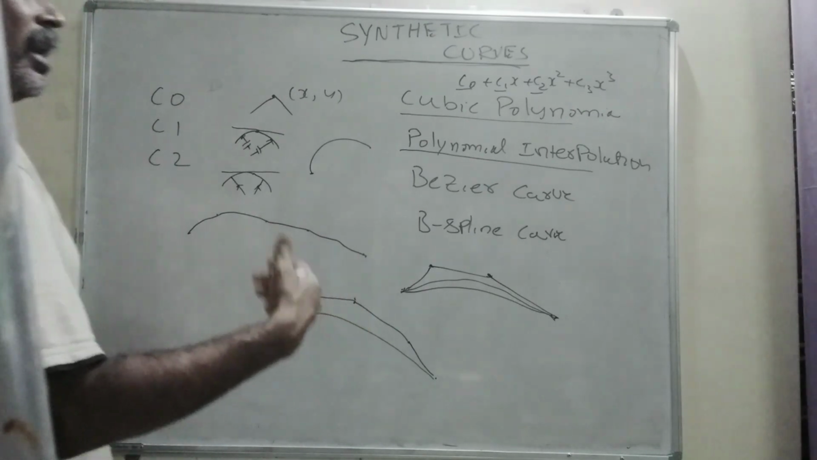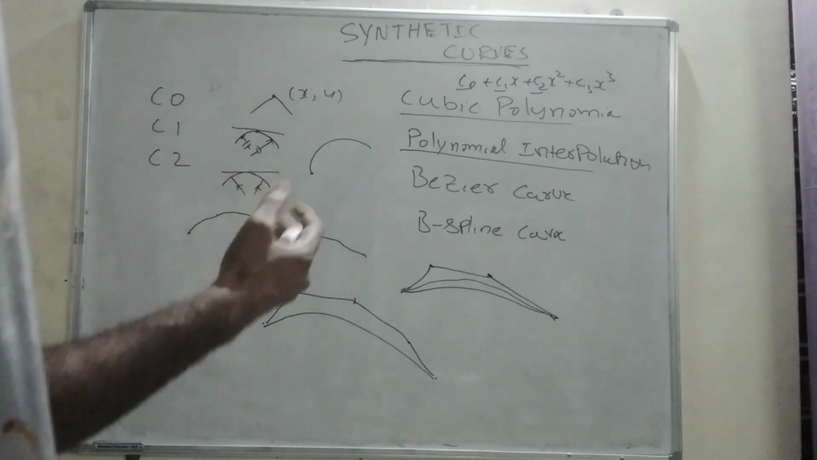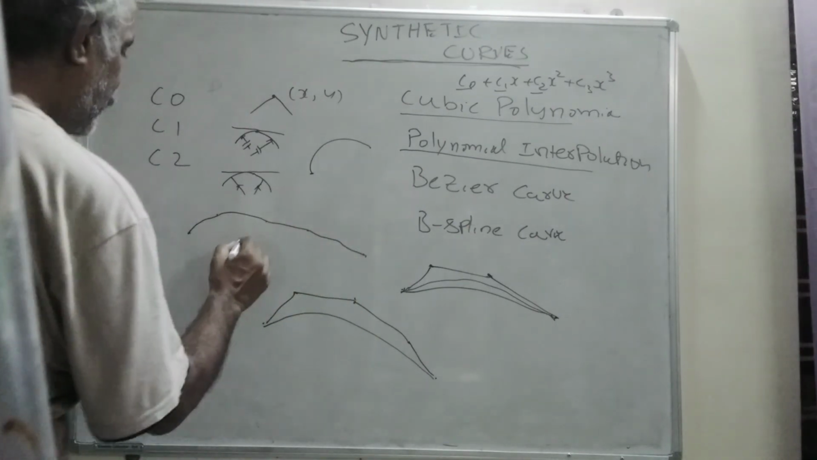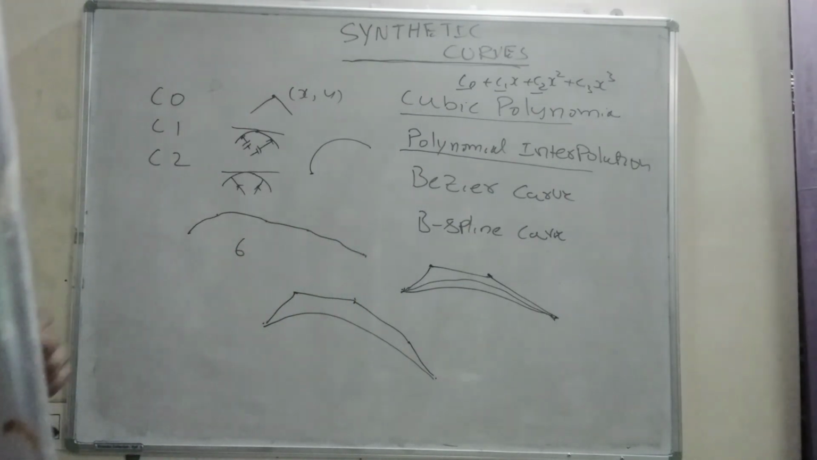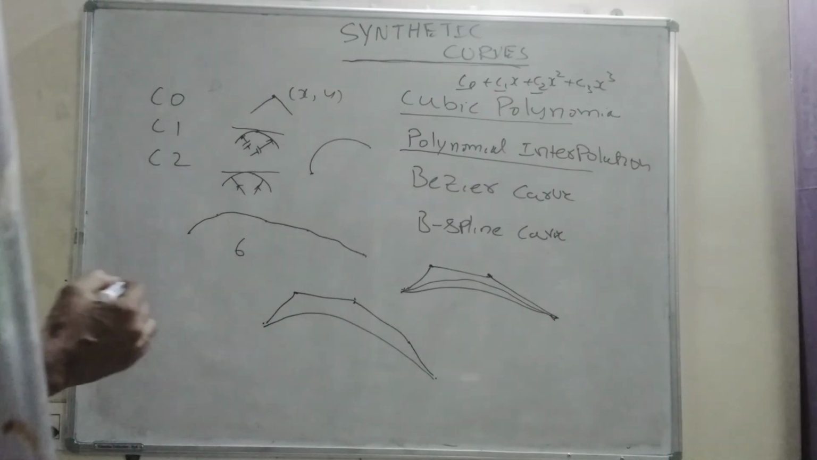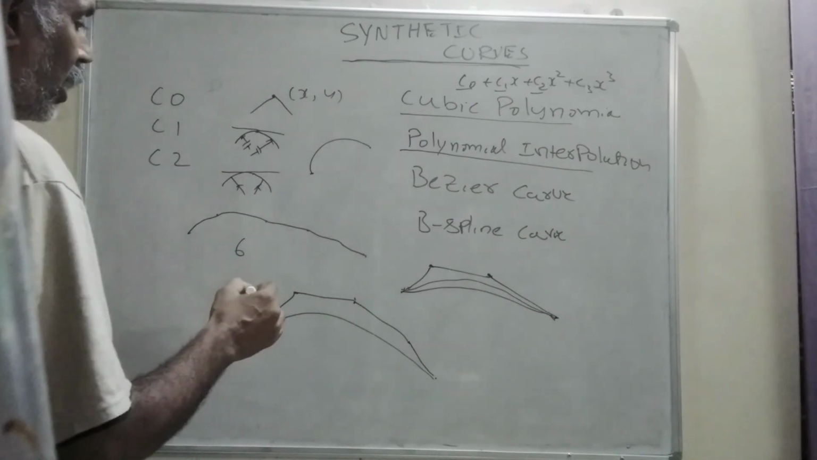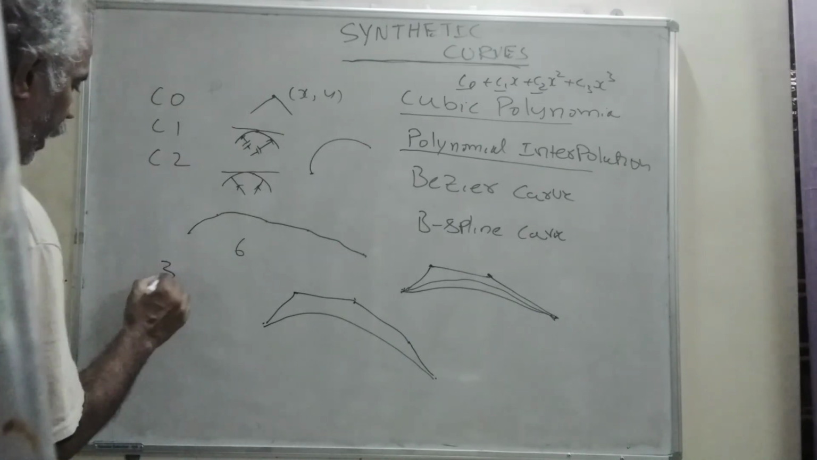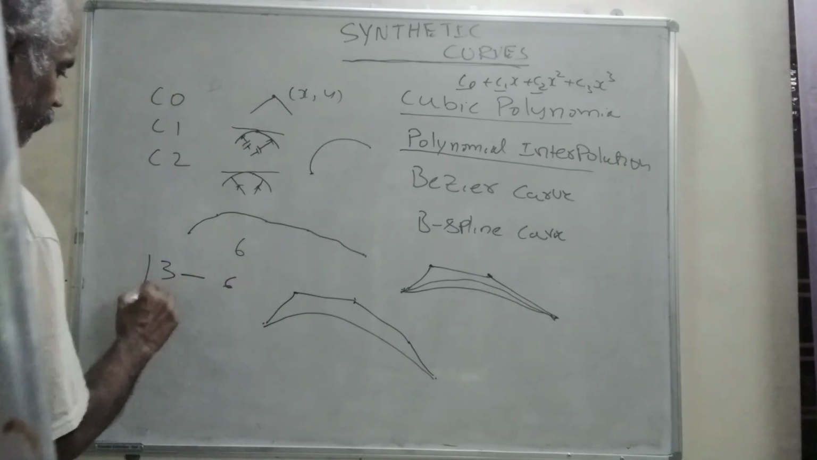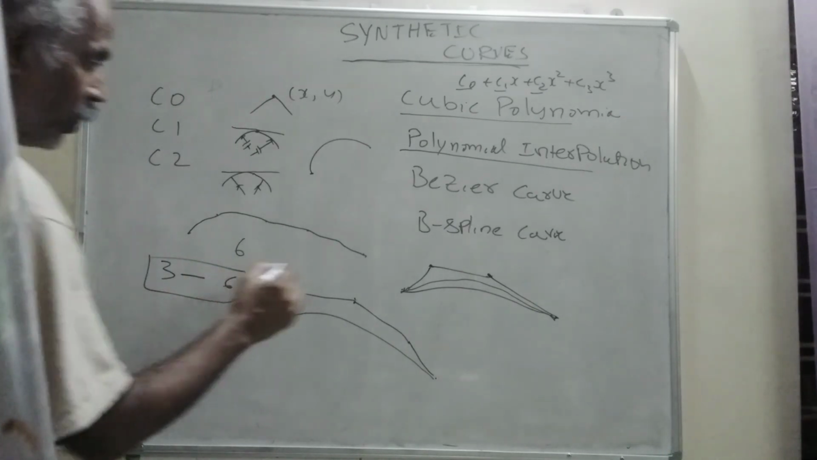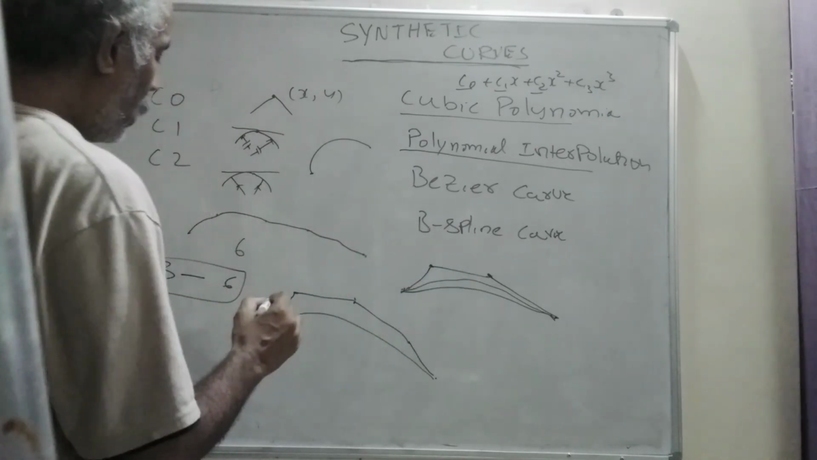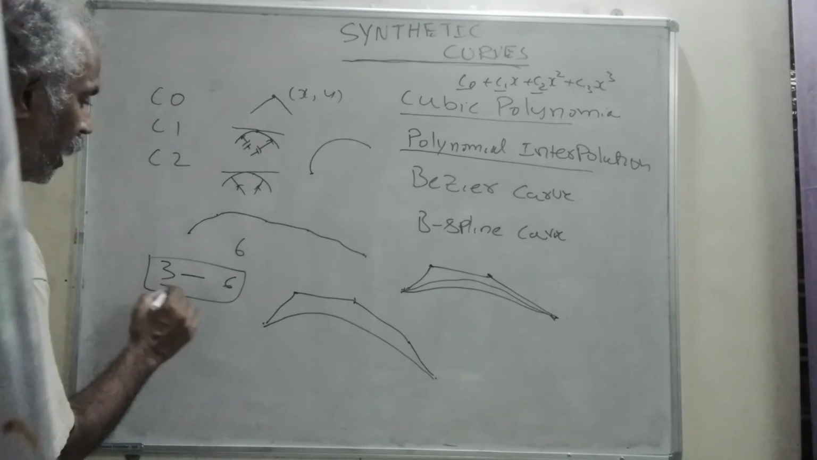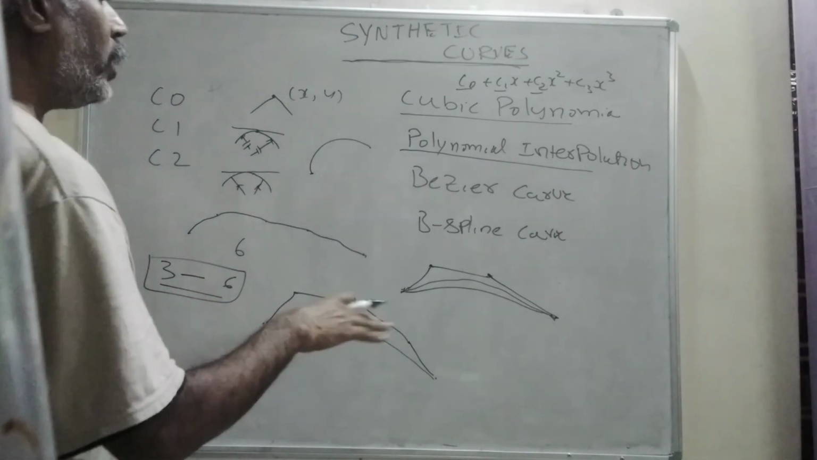That means second degree, third degree, fourth degree, fifth degree, like that. For example, if a Bezier curve has a 6th degree equation, a B-spline curve can be drawn between third degree and 6th degree. By controlling control points, you can draw a Bezier curve, and by controlling the knot points, you can control the degree and the shape of the curve. That's the beauty of the B-spline curve.